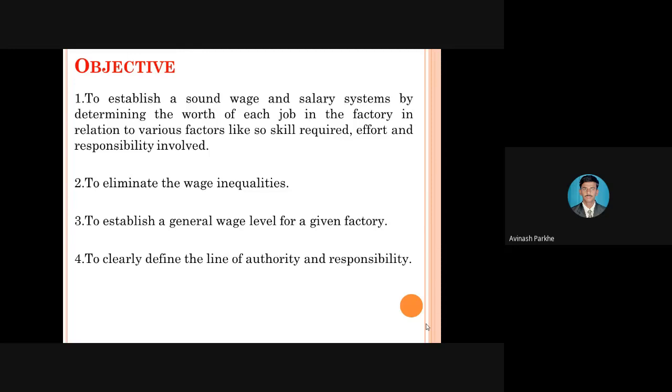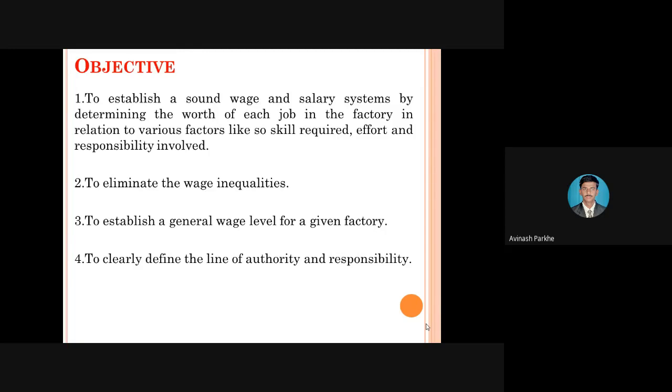Or sometimes some operators are doing overtime work. After 8 hours, he can work 2-3 extra hours in that industry, and for that extra overtime, the industry is providing some additional amount. So such types of facilities, such types of systems should be available in the industry, and how much wages should be provided is totally based on that job evaluation. So this is the first objective related to the wages and the salary system.